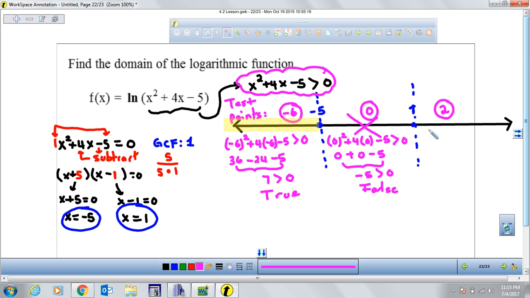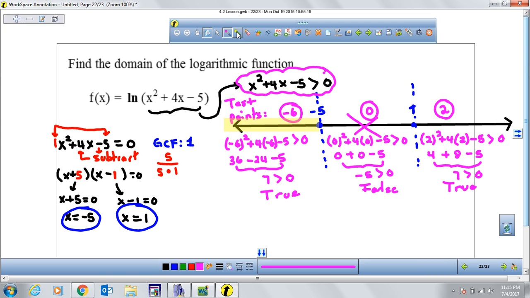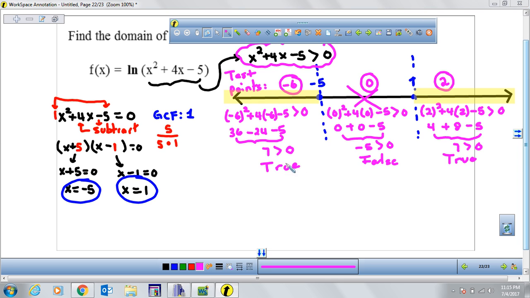Now we're going to try the positive 2. So this is going to be 2 to the second power plus 4 times 2 minus 5 has to be greater than 0. So it's going to be 4 plus 8 minus 5. That's 4 plus 8, which is 12, minus 5, is going to be 7. Is that greater than 0? That is also a true statement. What does it mean? That any number between 1 and positive infinity is also going to be a solution. In other words, they will be in the domain also.